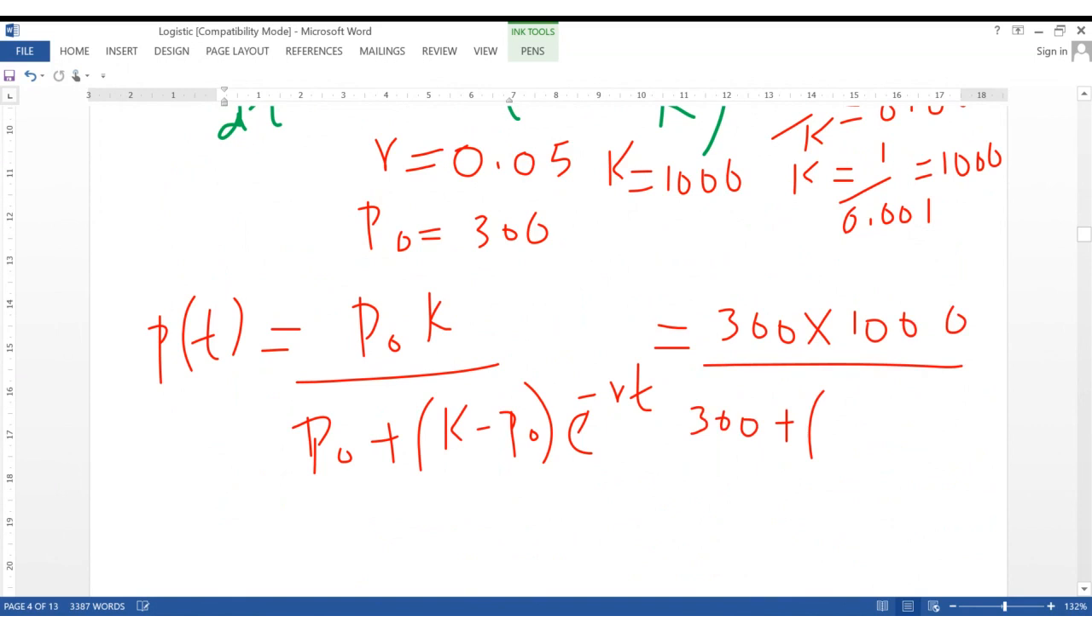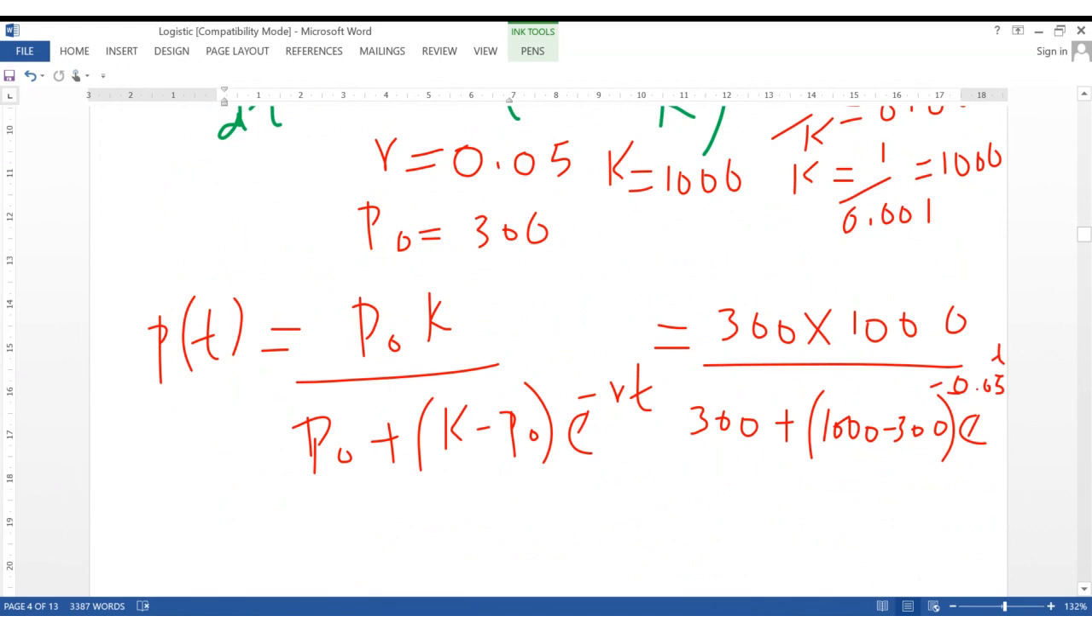1000 minus our P naught, which is 300, and then exponential negative 0.05t. My spacing is not good, but it is negative 0.05t.